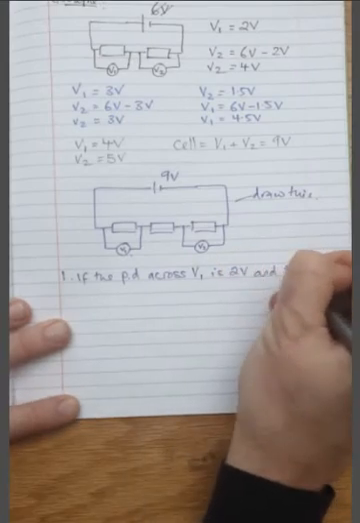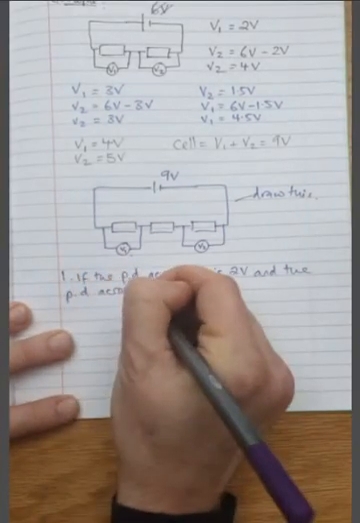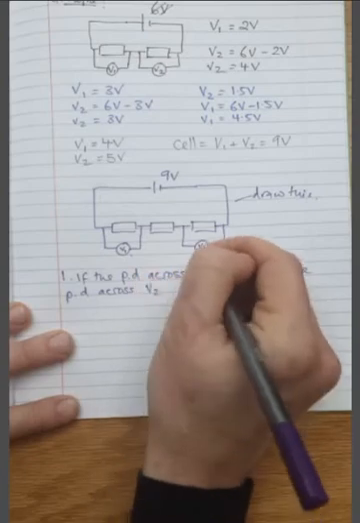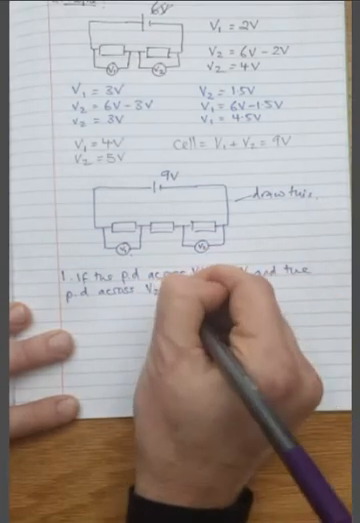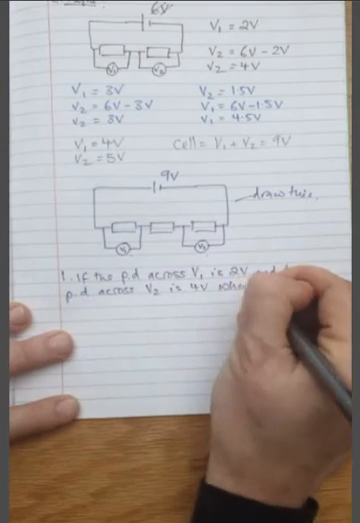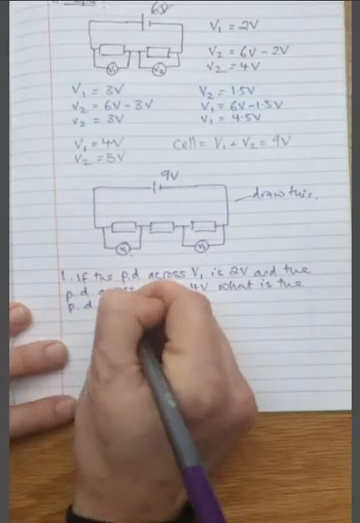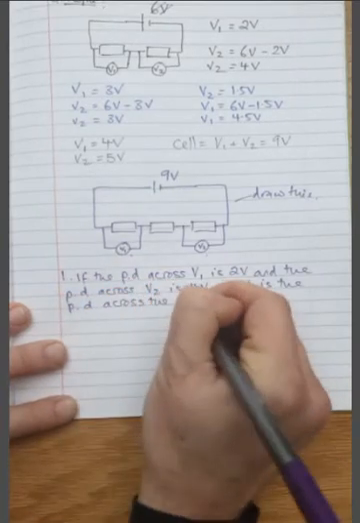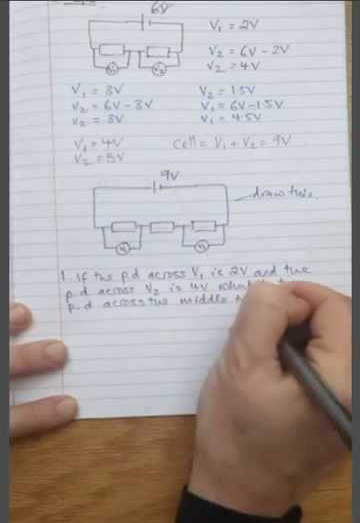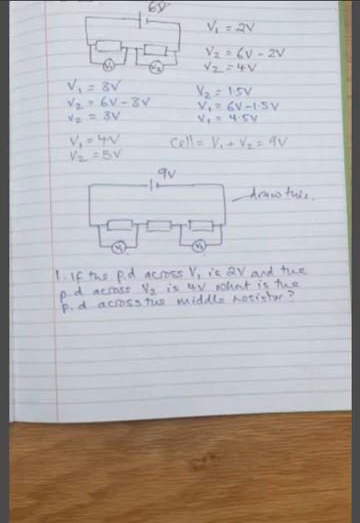and the PD across V2 is 4 volts, what is the potential difference across the middle resistor? Because we don't have a voltmeter on that, so we don't know. So pause the video and have a go at that task.